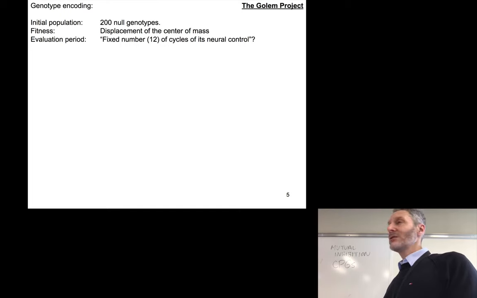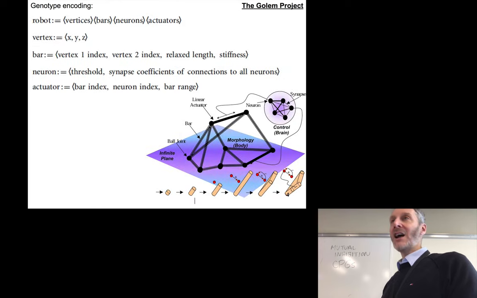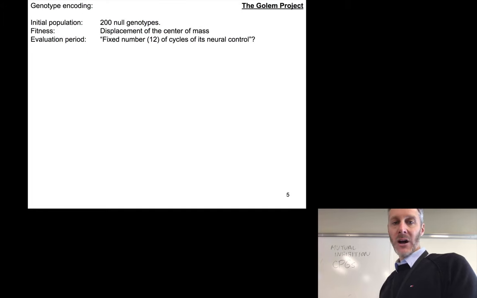In the experiments reported in the paper, they started with an initial population of not random genotypes, but null genotypes. So they had a null list of four null lists. Seems like kind of an odd choice. Fitness function, very familiar. We've seen this before, the displacement of the center of mass. They evaluated each robot not for 500 time steps in the simulator, but for 12 cycles of its neural control. Again, kind of cryptic, but it should give you a hint about some other element of the neural network that's in here that we haven't mentioned yet.